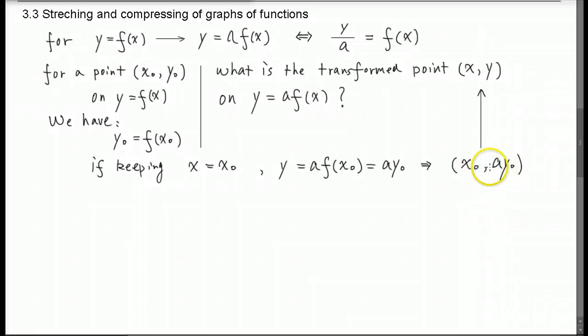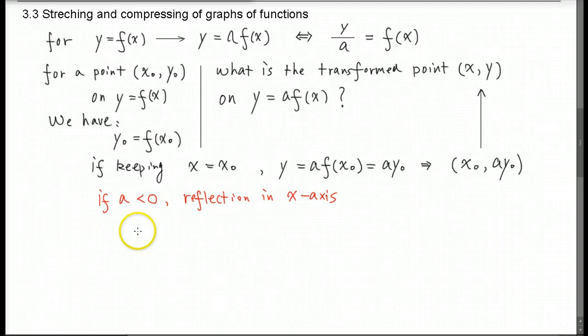For example, if a is smaller than 0, we should have a reflection in the vertical direction, or in the x-axis. So if it's negative, it should be a reflection in the x-axis. And then after the reflection, we look at what kind of number a is.